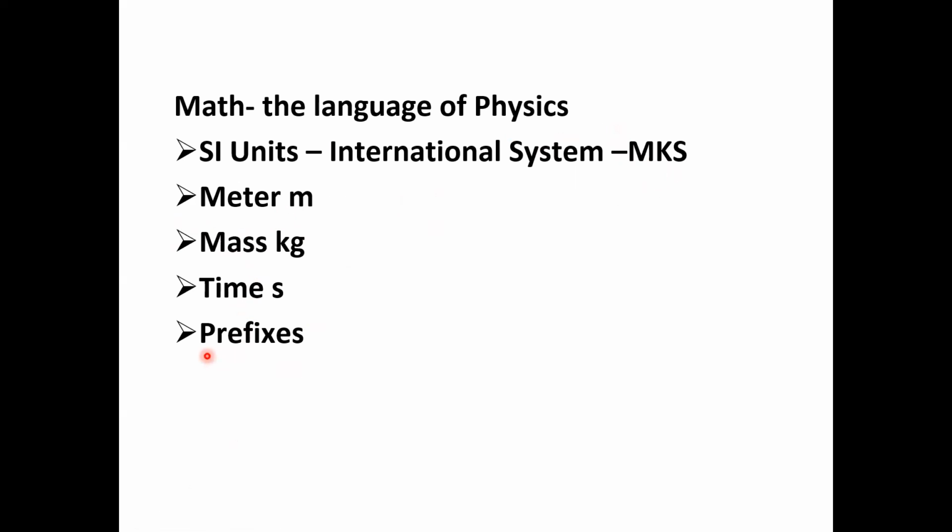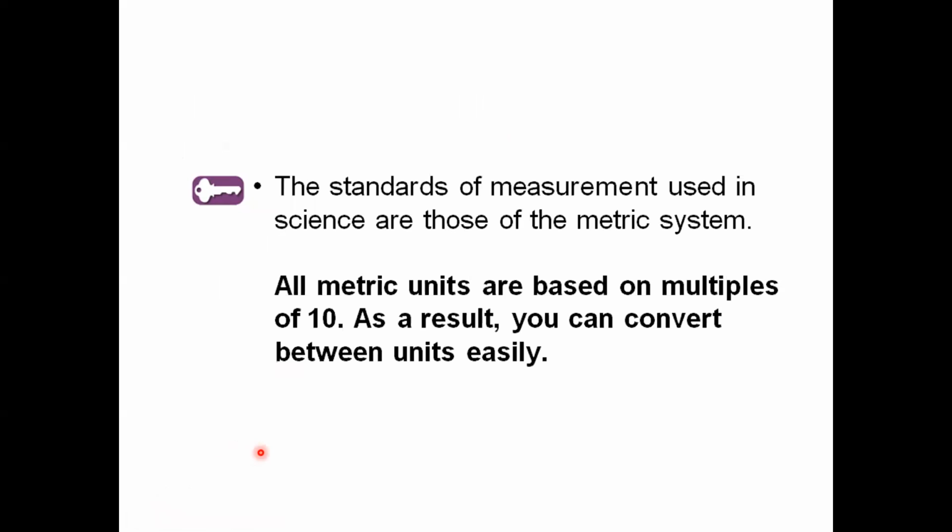And we will learn some information about the prefixes. The standards of measurement used in science are those of the metric system. All metric units are based on multiples of 10. As a result, you can convert between units easily. At the end of the lecture, we will take some examples to know how to convert between units, and in the PDF version of the lecture, there are more examples about that.